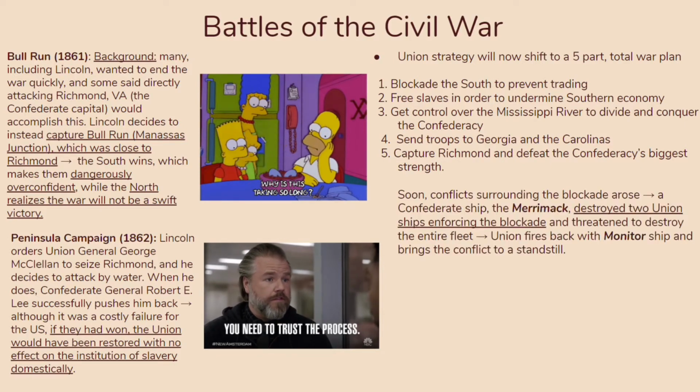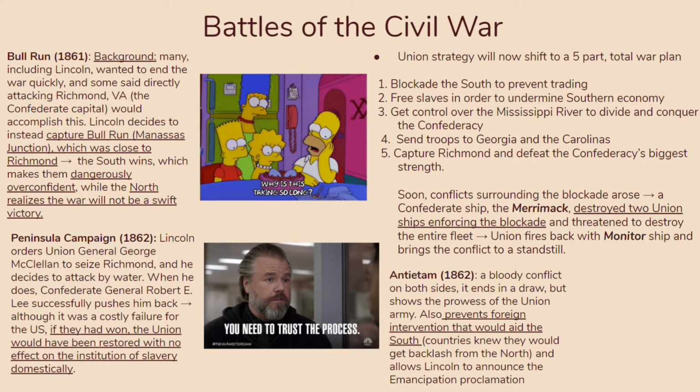However, soon enough, conflicts surrounding the blockade, which, as you know, is the first step of this plan, arose when a Confederate ship known as the Merrimac destroyed 2 Union ships that were enforcing the blockade and threatened to destroy the entire fleet. So the Union fires back with a monitor ship and brings the conflict to a standstill. You don't really need to know about this whole encounter, but just so you know how the plan is received.